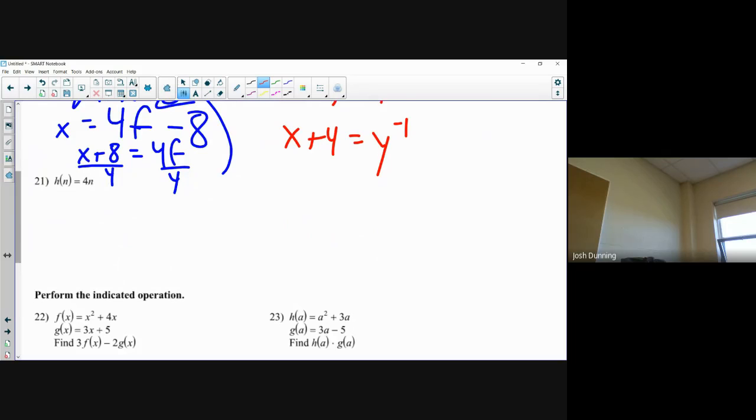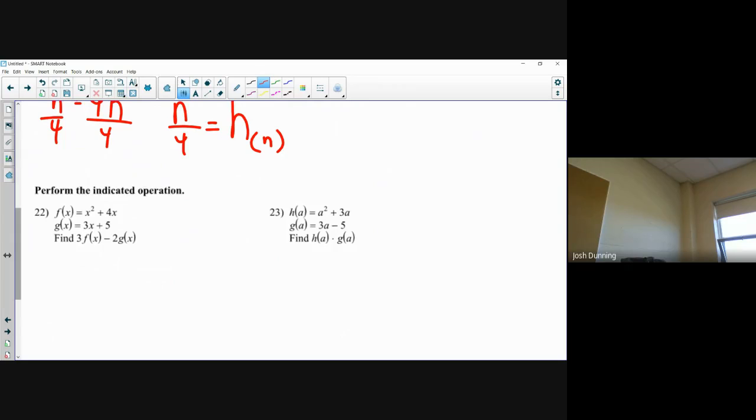21. Remember, when it has the of n, when it has the function part, forget about it at first. Just swap your variables like before. Now I got to get h alone, divide. So n over 4 equals h. Put the -1 on for inverse. Tack back on that function notation. All right. Almost there, guys. 22.